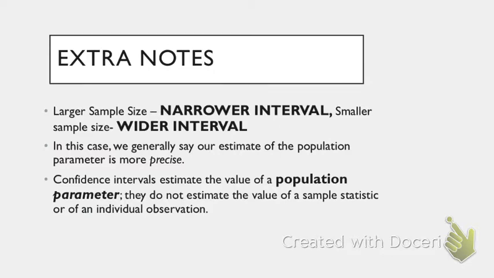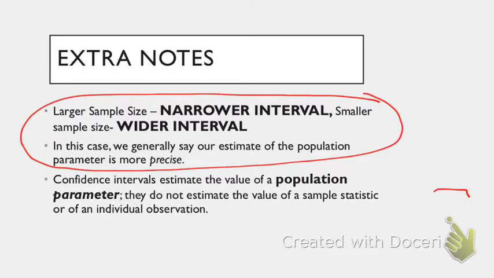I think you've already written this down, but if you want to write it again: larger sample size means a narrower interval. You did not write this part down. You will want to write this down. Larger sample size gives you a narrower interval. What was the first one that we wrote down for this? Larger confidence level.